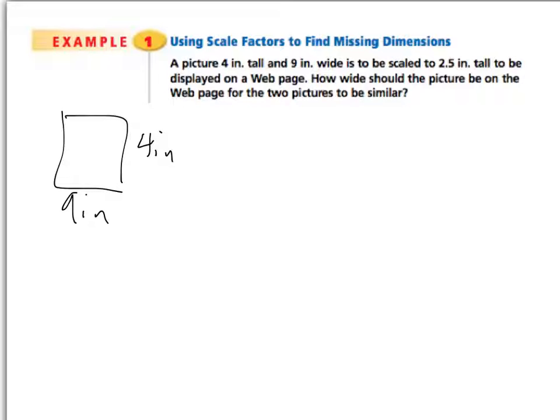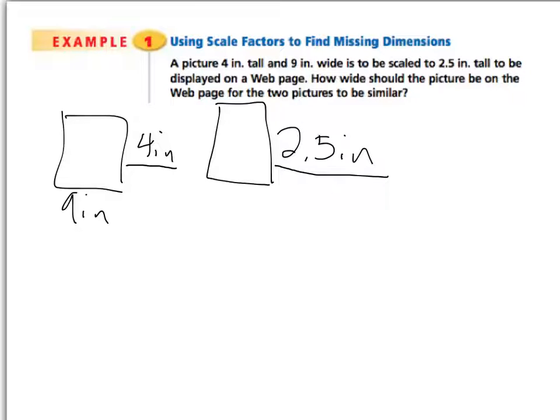the picture, 4 inches tall and 9 inches wide, is to be scaled to 2.5 inches tall to be displayed on a web display. So they want to draw it where it's 2.5 inches tall. And now we have to figure out how wide the picture should be on the web page for them to be similar. Okay, so they're the same picture, but in real life it's 4 inches tall, and they want it to be only 2.5 inches tall. So we have to figure out what the width of this picture is.